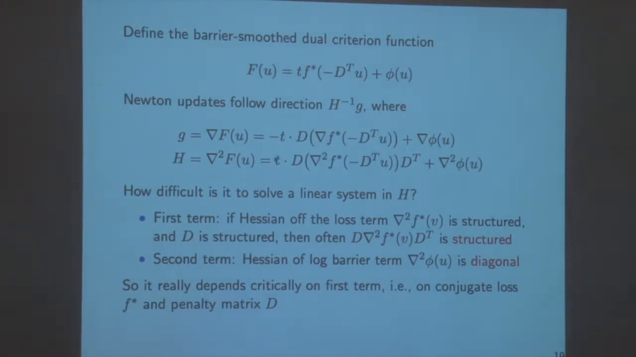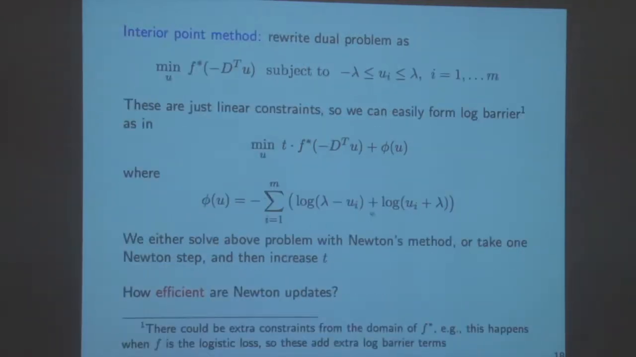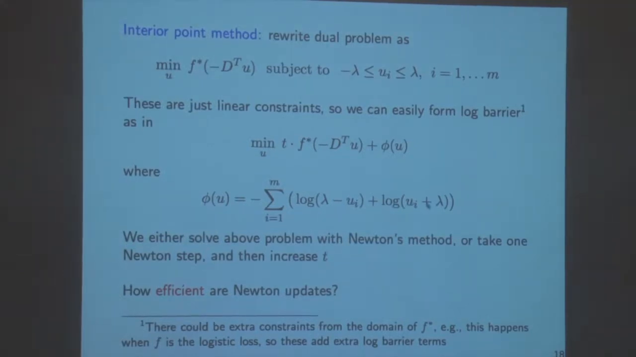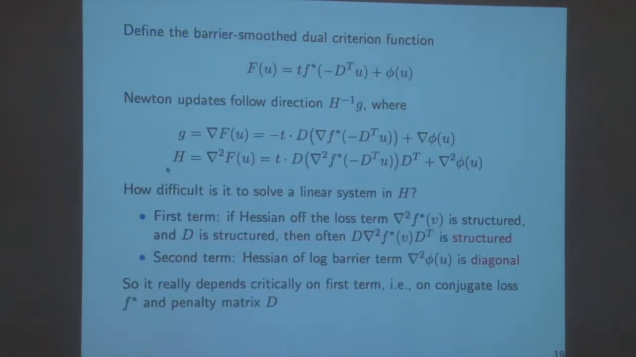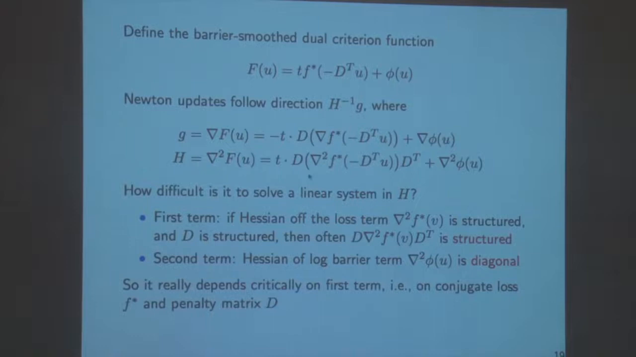Okay, well, the gradient we can compute just via the chain rule, for this part. We just get a d coming out times the gradient of the conjugate evaluated at minus d transpose u, and then this is very easy to differentiate. The log barrier function you can see here has no linear transformations in it. It's very straightforward. What about the Hessian? Again, from the chain rule, we get d times the Hessian of the conjugate function evaluated at minus d transpose u, times d transpose, plus the Hessian of our log barrier term.